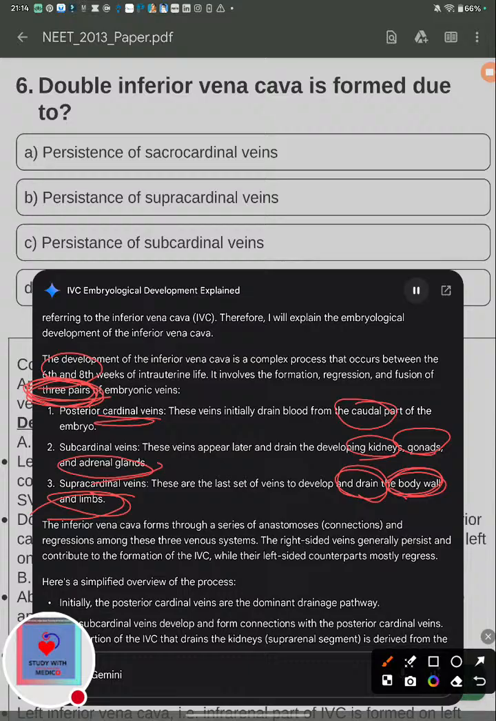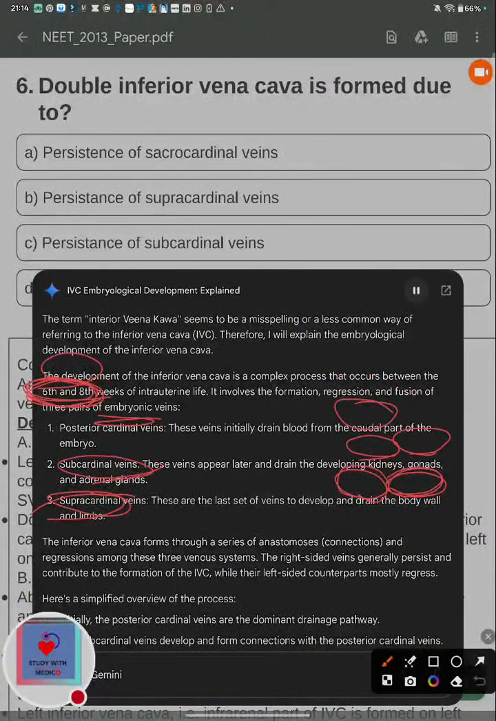Here's a simplified overview of the process. Initially, the posterior cardinal veins are the dominant drainage pathway. The subcardinal veins develop and form connections with the posterior cardinal veins. The portion of the IVC that drains the kidney, the suprarenal segment, is derived from the right subcardinal vein. The supracardinal veins appear and also anastomose with the other cardinal systems. The portion of the IVC below the kidney, the infrarenal segment, develops from the right supracardinal vein. The hepatic segment of the IVC, which drains blood from the liver, develops from the right vitelline vein, another embryonic vein system.